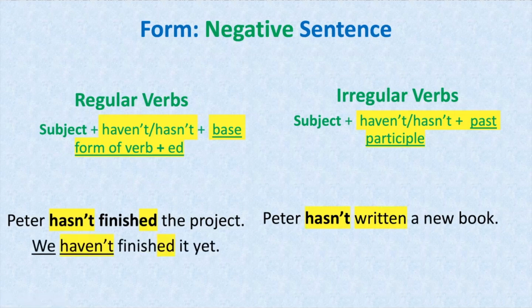We haven't finished it yet. My subject is we, so I need to use a different auxiliary than in the previous sentence. I need to use the auxiliary verb have. Since the verb is regular, I added ed ending. We haven't read it yet. The verb read is irregular. Although you spell it in the same way, you pronounce it differently. The past participle form is read.